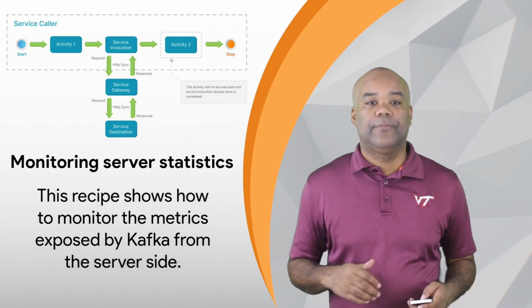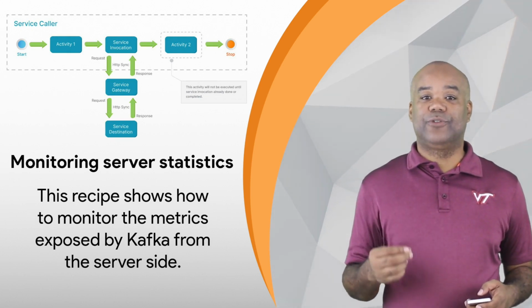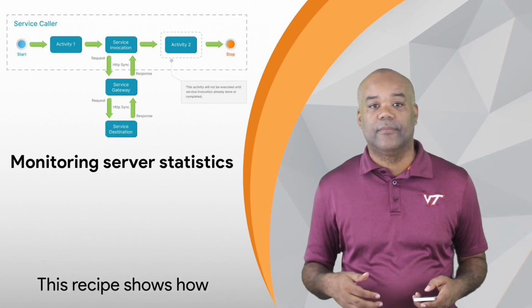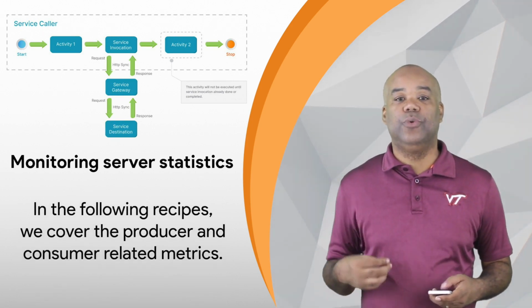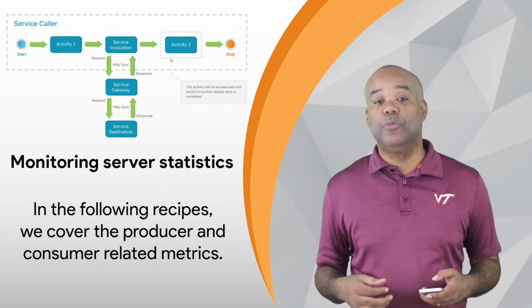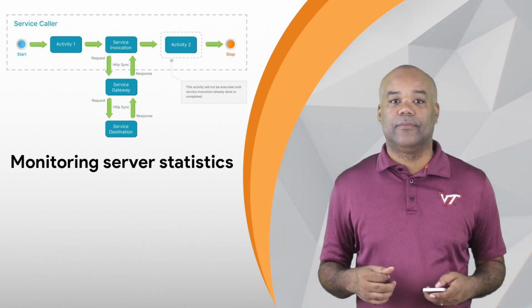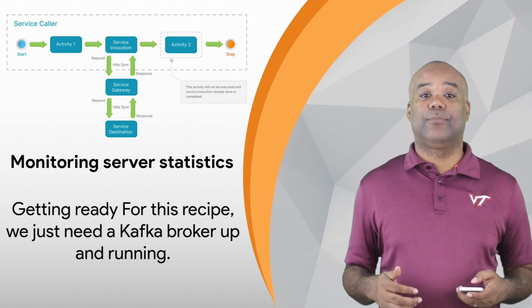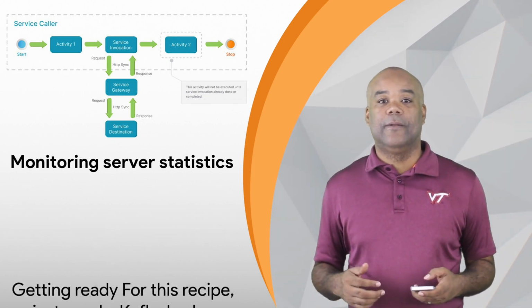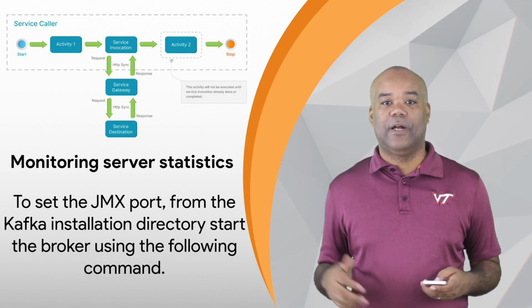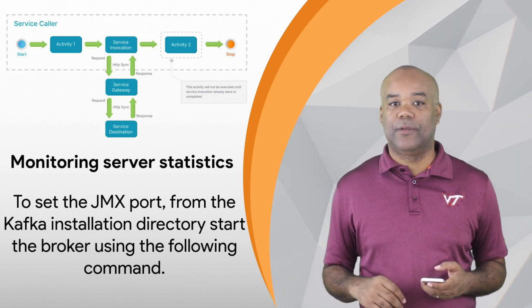And what we're going to do here is I'm going to show you how to monitor the metrics that are exposed by Kafka from the server side. Later, I'm going to show you how to monitor the key metrics from the producer and the consumer-related metrics. So to do this, all that you need really is any Kafka broker. You need that up and running. And you would need to set the JMX port. You can do that from the same directory that you're going to run the broker.